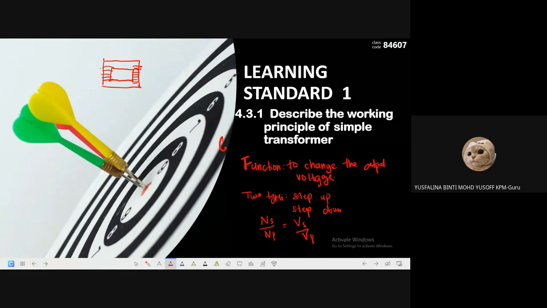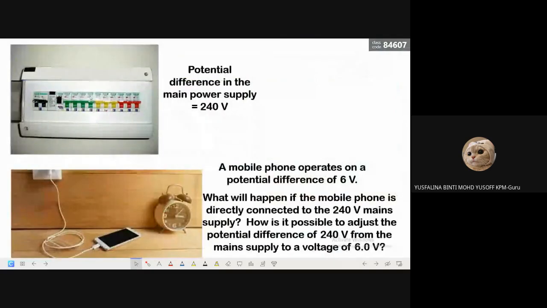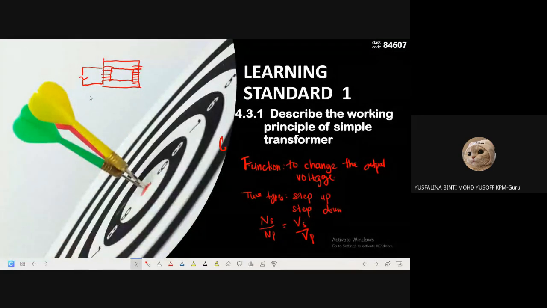Usually the transformer must use alternating current. Remember, the transformer will not work if you use DC current. It only works when you use alternating current. Why? Because we need the change of magnetic flux. So if you use a battery, the transformer will not work.